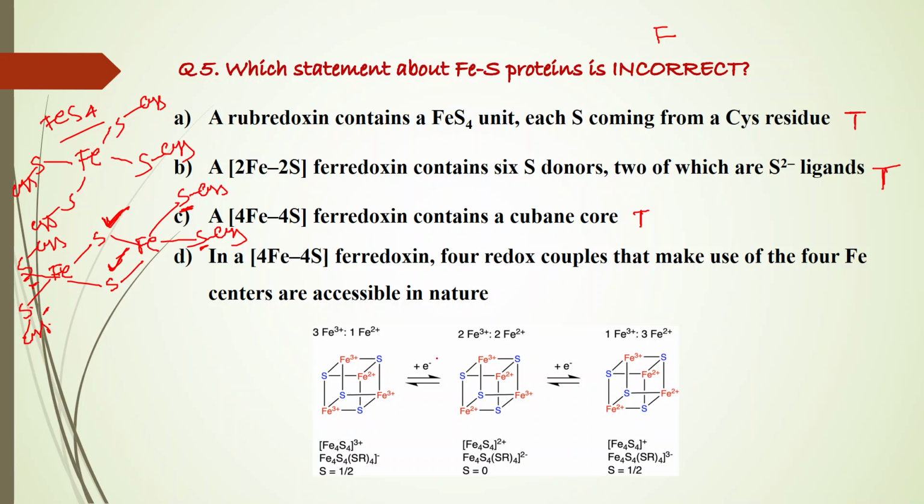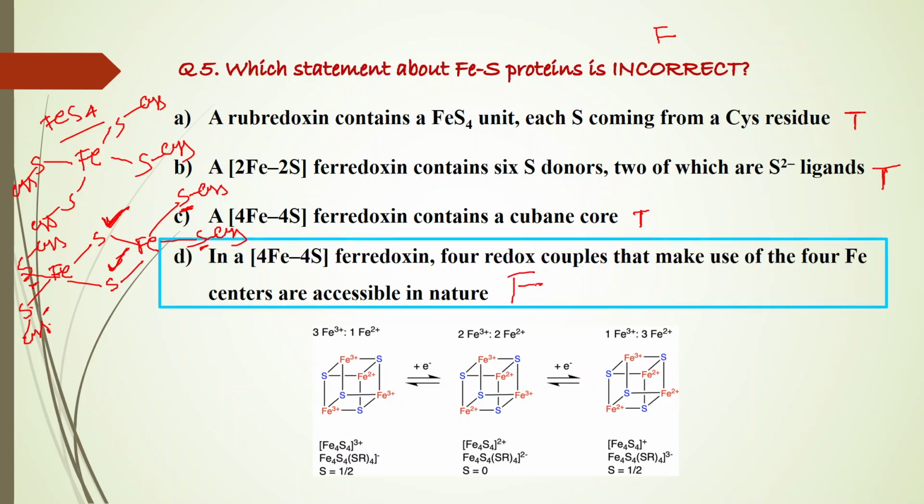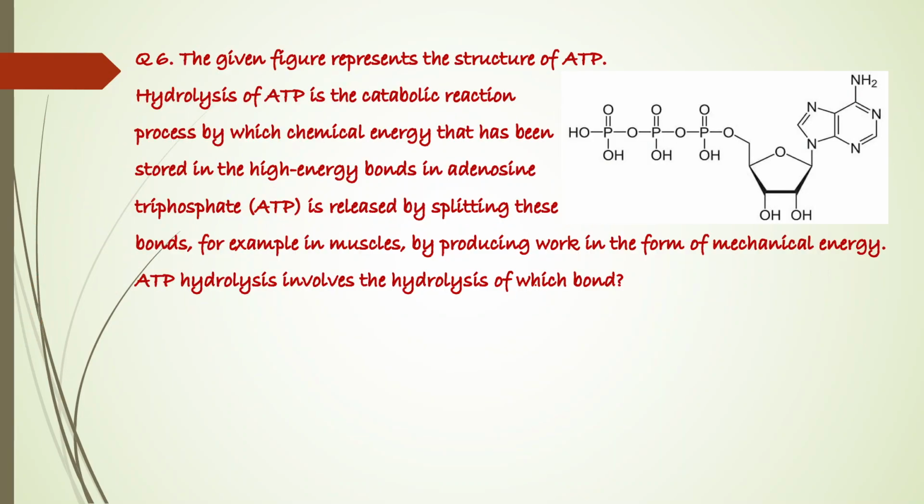So how many are there? There are only 3. So this statement, which says there are 4 redox couples accessible in nature, is actually a false one. We can only get these 3 redox couples. So our fourth option was originally an incorrect or false statement. I hope this was clear. Let us move to question number 6.